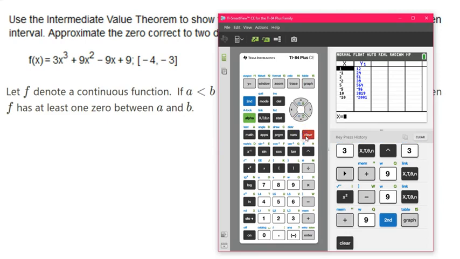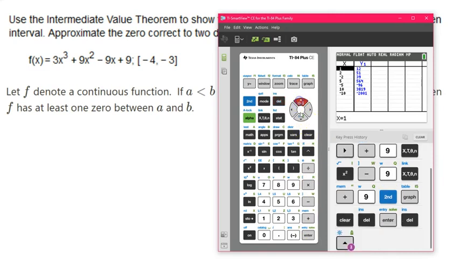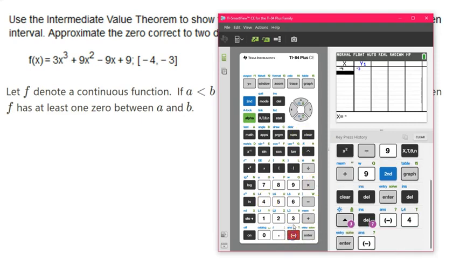And right now my table is in ask mode, so I'm going to clear out these values that are here. I need to do that by deleting. I think I can go to the top of the list. No, maybe not. I just have to delete them one by one. And I'm going to type in -4 and -3.